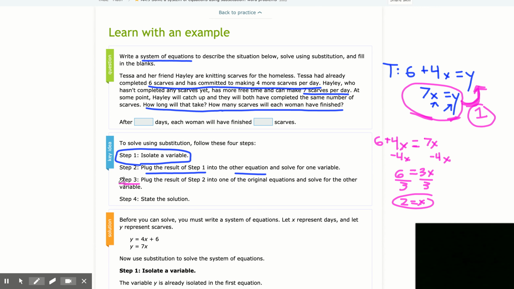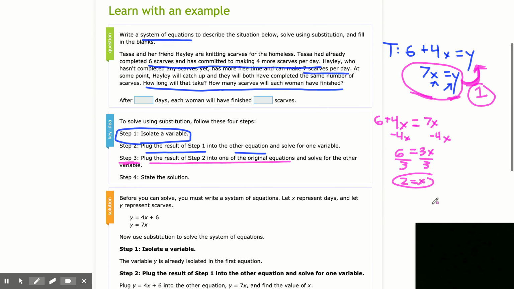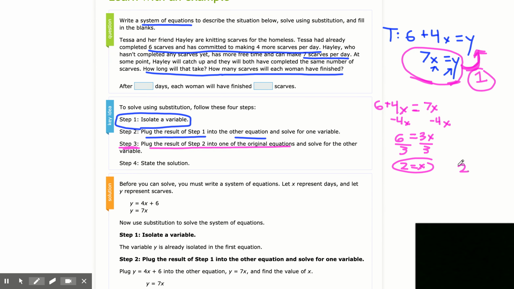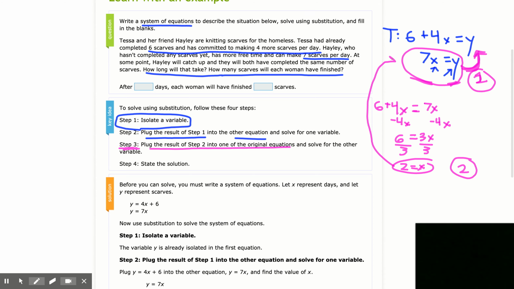Next, for step 3, now we're on step 3, it says to plug in the result of step 2 into the original equations. All right, so I know that step 2 gave me x equals 2, right? So now all I have to do is, for the second step, oh, I'm sorry. That is this. Okay. For the second step here, we're just going to put x inside of either one. It doesn't matter, all right? I'm going to put it on this one.